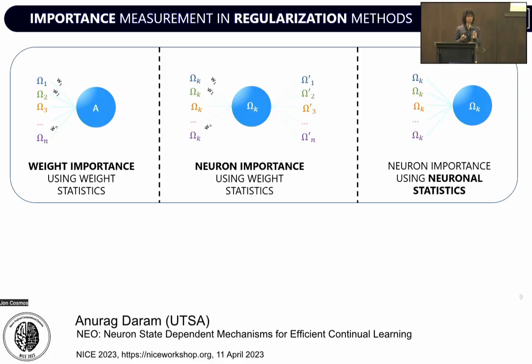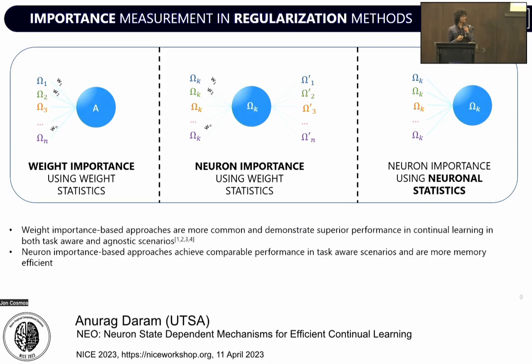The next one is neuron importance using weight statistics. In this scenario, we have one importance measure for each neuron. So we are trying to identify an important neuron, and that importance parameter will be given to all its presynaptic weights. This importance parameter is usually computed by measuring the variability in the incoming weights that the neuron is receiving. And the third is neuron importance using neuronal statistics. In this case, we measure the neuron importance using the firing activity or firing pattern of the neuron, or the activity trace of the neuron.